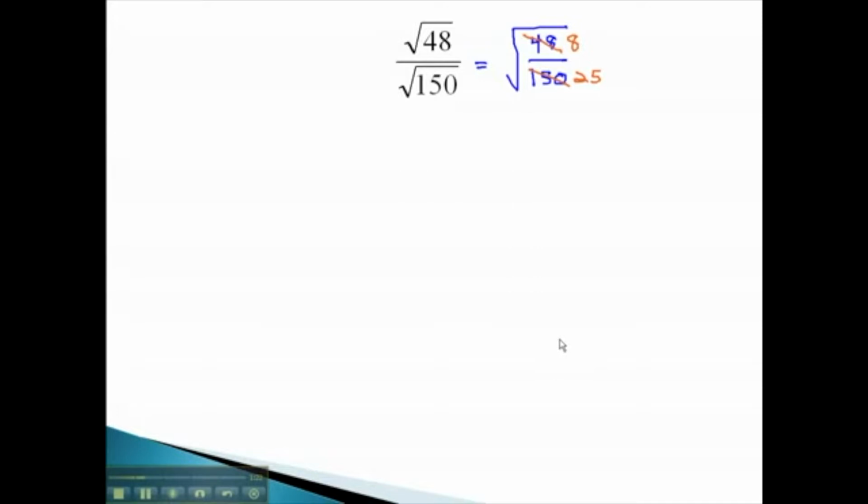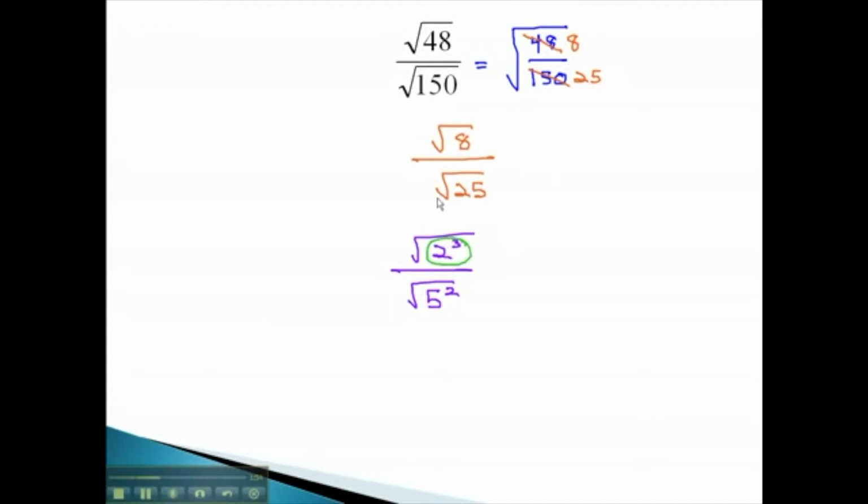Let's go back to treating these like two separate radicals. In the numerator, we have the square root of 8, and in the denominator, we have the square root of 25. Now that we've reduced that radical as a fraction, we can also reduce them as radicals. 8, you may remember, is 2 to the third power as its prime factorization. 25 is 5 squared.